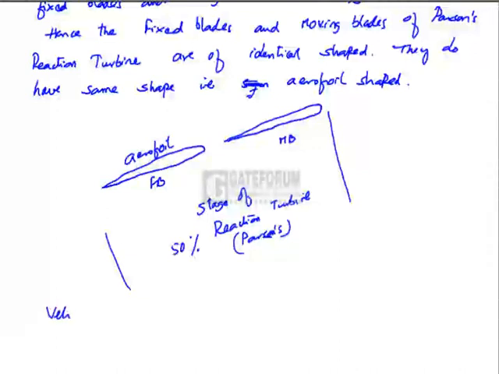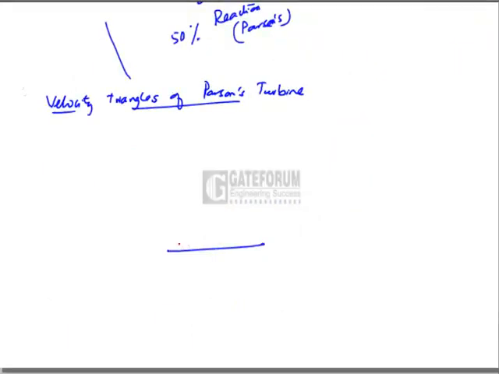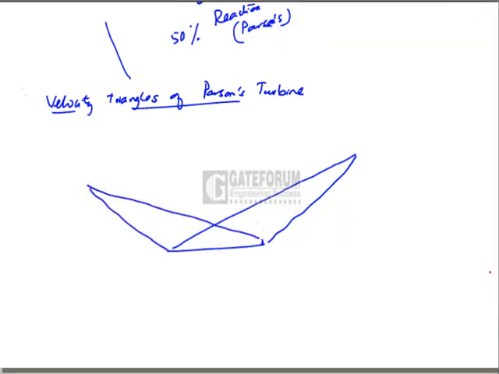If you look at the velocity triangles of Parsons turbine, V1 is absolute velocity of steam at inlet, VR1 is the relative velocity of steam at inlet, VR2 is the relative velocity of steam at exit, V2 is the absolute velocity of steam at exit. This is alpha, theta, this is phi, this is beta.